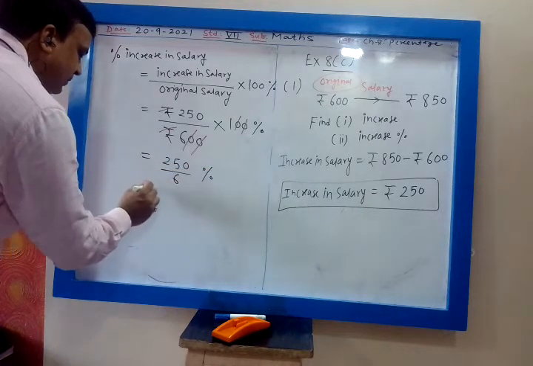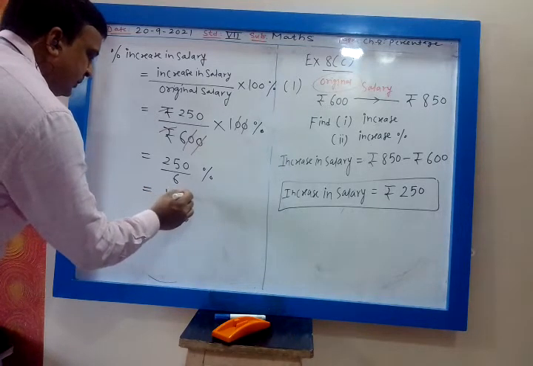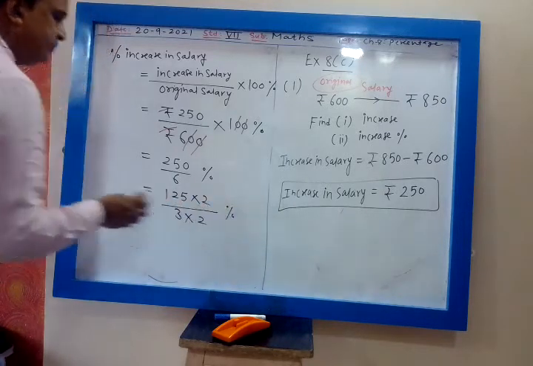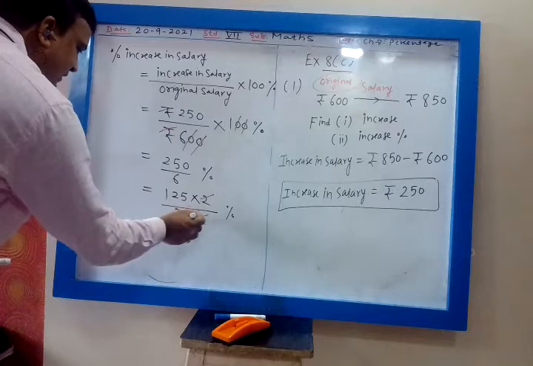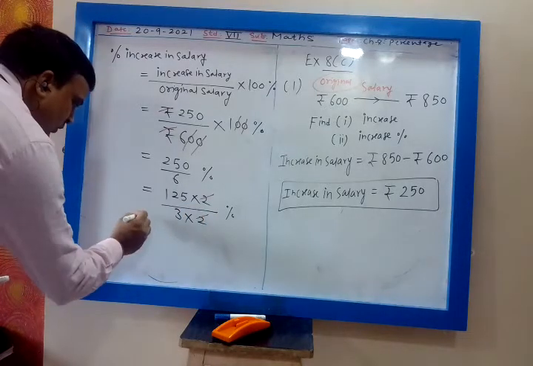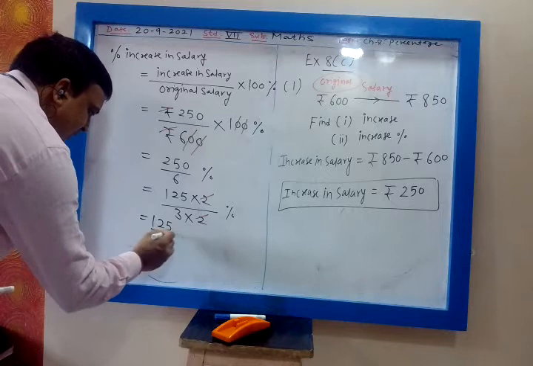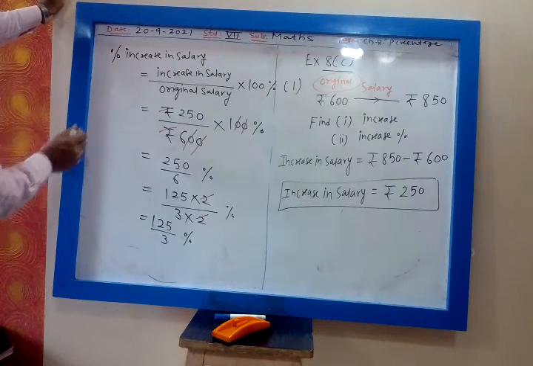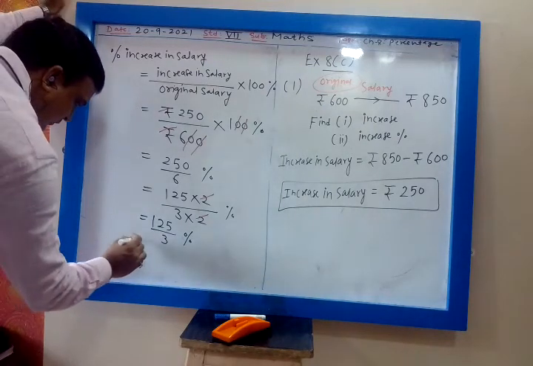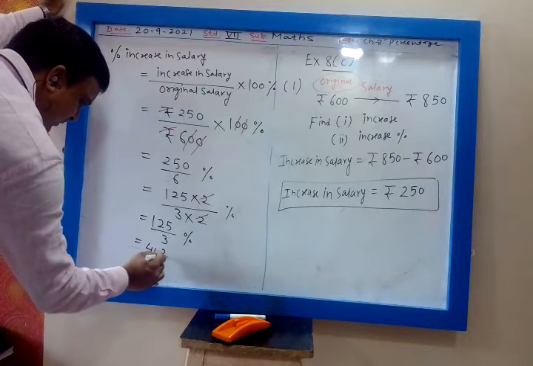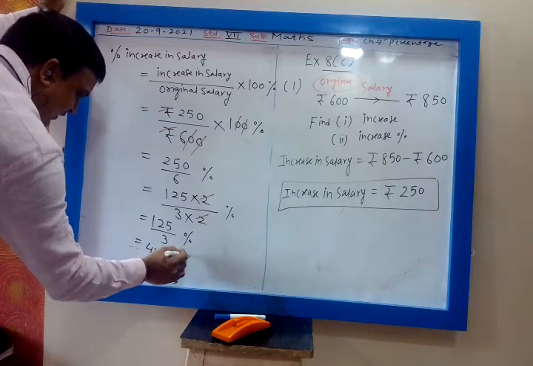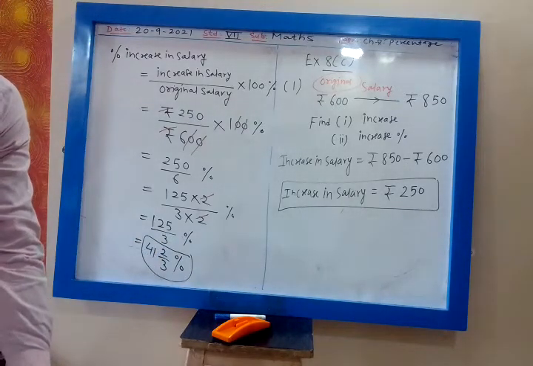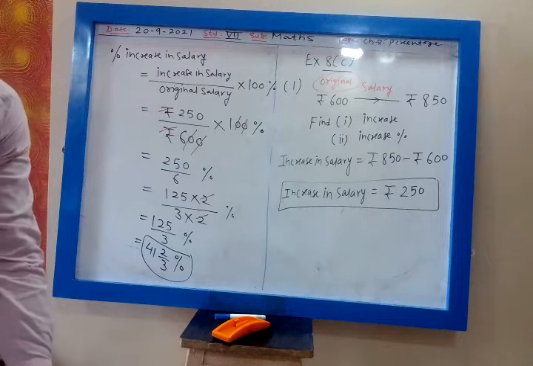This is the same as 125. 125 2s are 250, 3 2s are 6. 2 gets cancelled. 125 upon 3%. You can convert this into a mixed fraction. What is that? Yes, 41 2 upon 3%. This is the percentage increase in the salary. 41 2 by 3%.